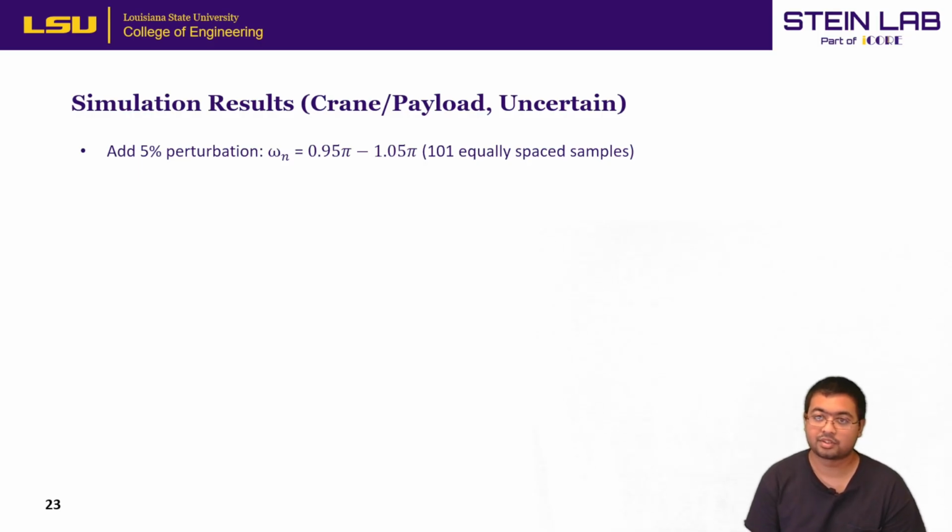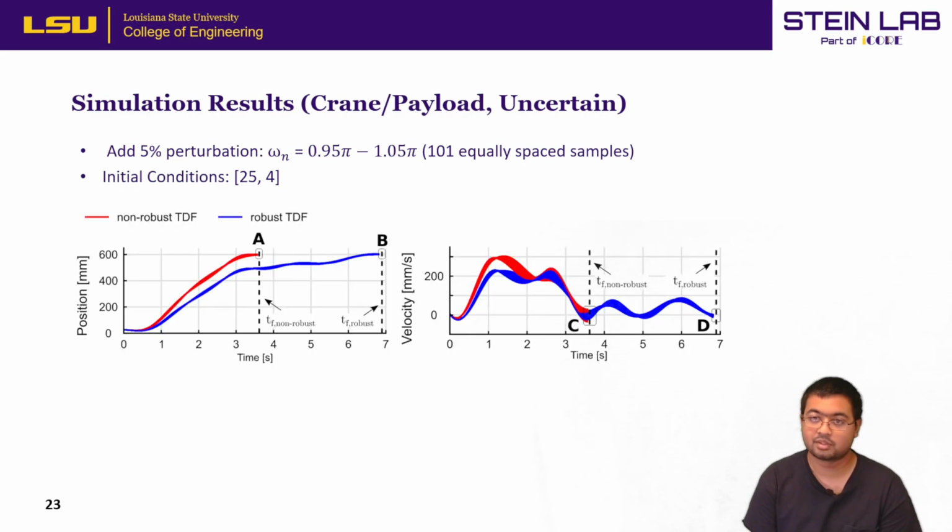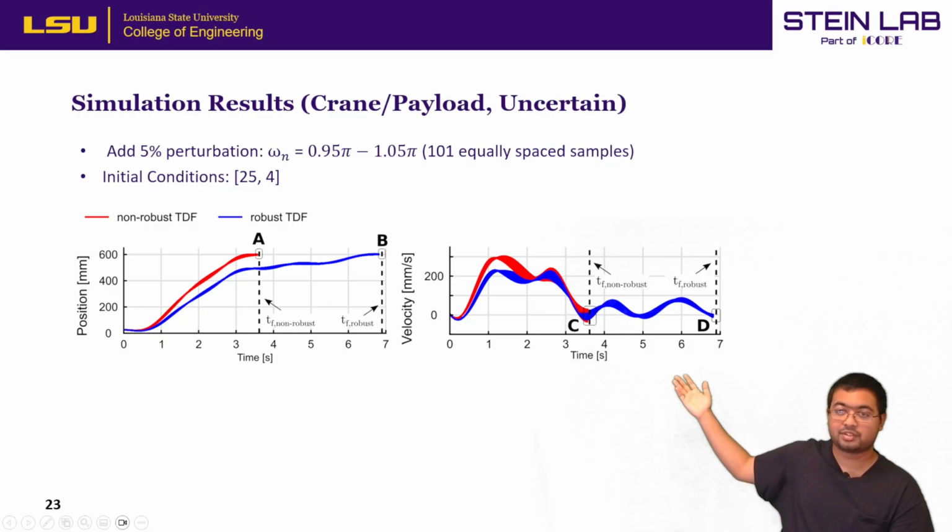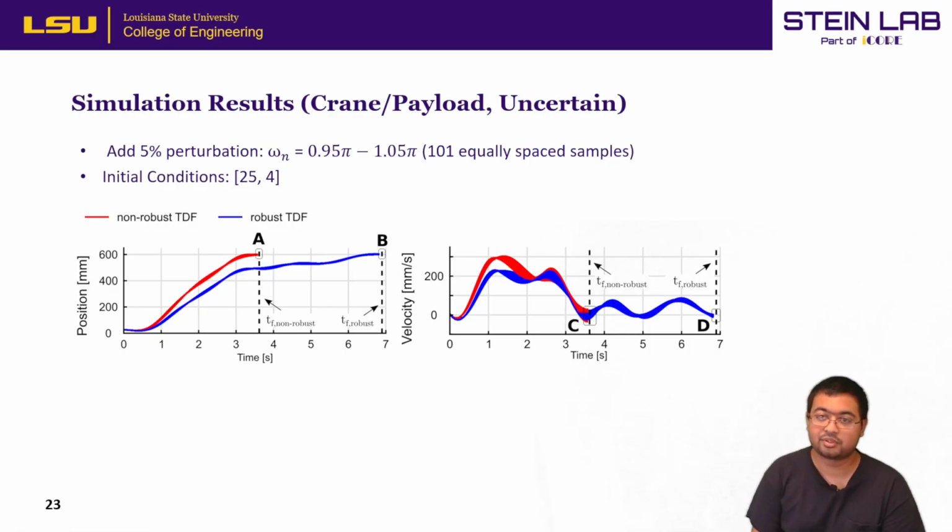Now, considering the uncertainty case, we're going to add a 5% perturbation to the natural frequency. So the natural frequency will range between 0.95 pi and 1.05 pi with 100 equally spaced samples. We'll consider the same initial conditions of 25 millimeters and 4 millimeters per second. When comparing our non-robust TDF to our robust TDF, while it does take longer for our robust TDF to converge, we can show that the standard deviation for our position and velocity is lower for our robust TDF compared to the non-robust TDF at the end of the maneuver.